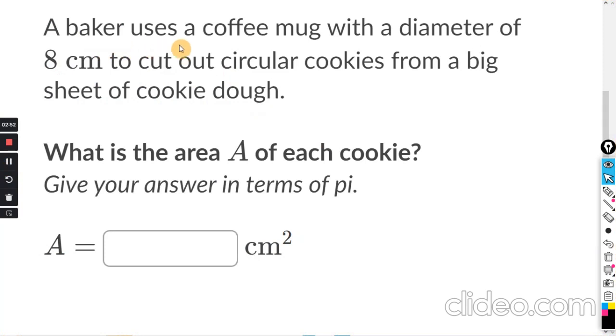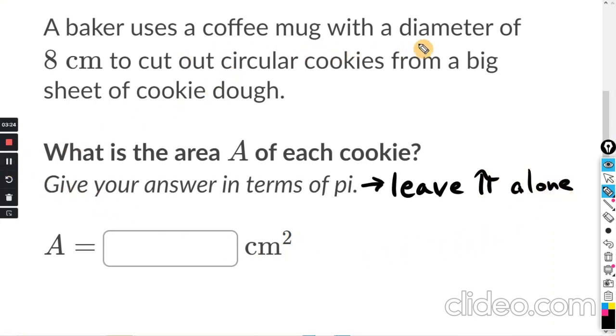Okay, a baker uses a coffee mug with a diameter of 8 centimeters to cut out circular cookies from a big sheet of cookie dough. What is the area A of each cookie? Give your answer in terms of pi. So whenever it says give your answer in terms of pi, basically you want to leave pi alone. All right, leave pi alone. You just don't multiply it through.